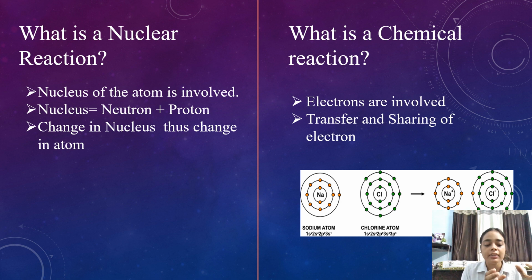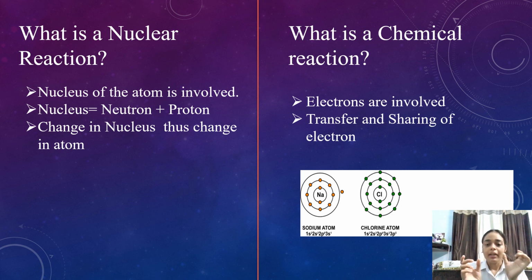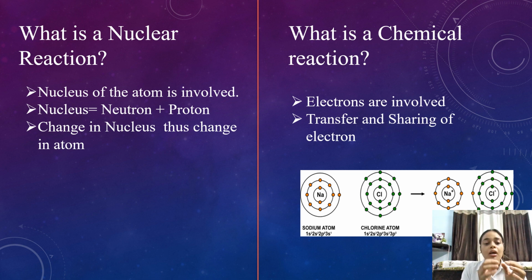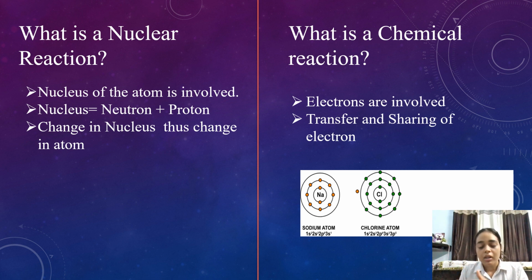In a chemical reaction we have the same elements on both sides, on the reactant side and on the product side. But in a nuclear reaction, the element itself changes because the nucleus is involved. The nucleus involved in the reaction leads to a completely new nucleus. That's why the nucleus is changing from the previous nucleus.